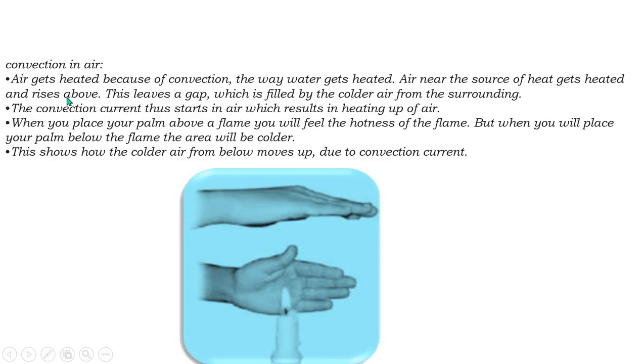And let's see the convection in air. Air gets heated because of convection. The way water gets heated, air near the source of heat gets heated and rises above. This leaves a gap which is filled by the colder air from the surroundings. The convection current thus starts in air, which results in heating up of air. When you place your palm above the flame, you will feel the hotness of the flame. But when you place your palm below the flame, the area will be colder. This shows how the colder air from below moves up due to convection current.